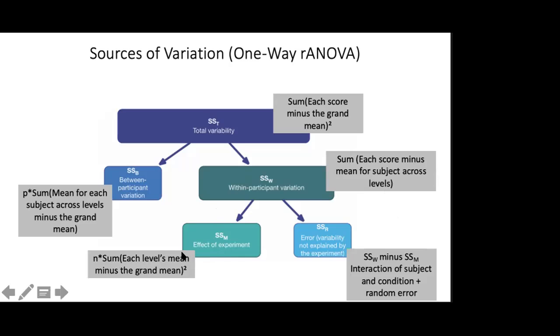So the model variability is just each level's mean. Here the mean is across participants, so we're taking the mean of each level of each condition across all participants and subtracting that from the grand mean and summing it up, after calculating the square. And then the residual variability is just the within-participant variation minus the model sum of squares, so minus the general pattern.